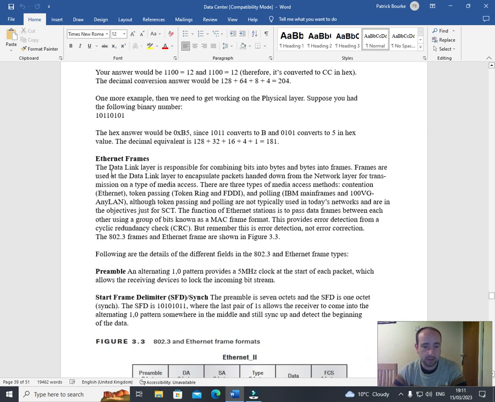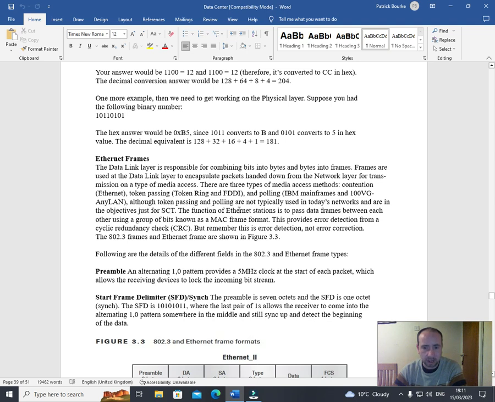Ethernet frames. The data link layer is responsible for combining bits into bytes and bytes into frames. Frames are used at the data link layer to encapsulate packets handed down from the network layer for transmission on a type of media access. There are three types of media access methods: contention, Ethernet; token passing, token ring and FDDI; and polling, IBM mainframes and 100VG-AnyLAN.